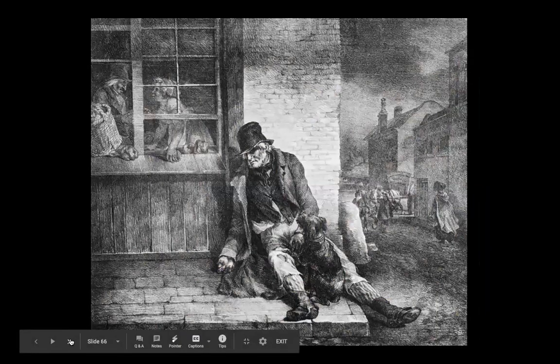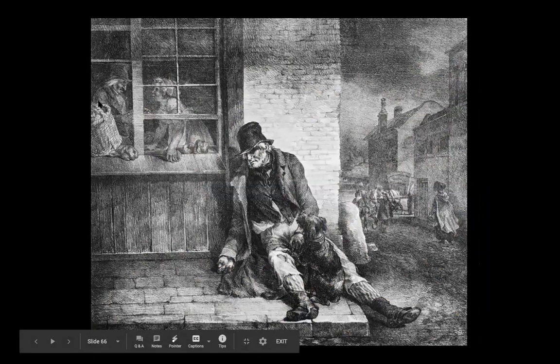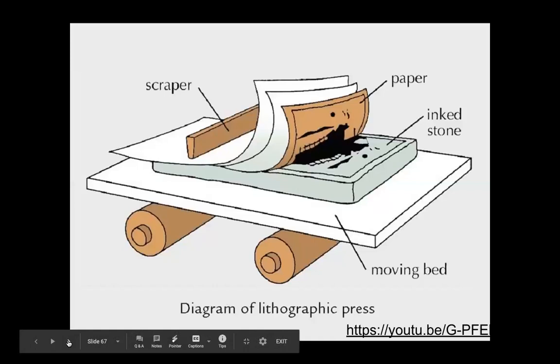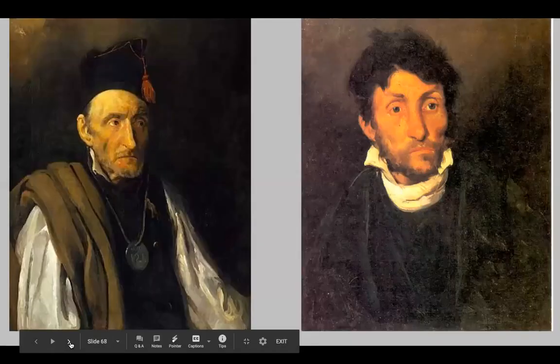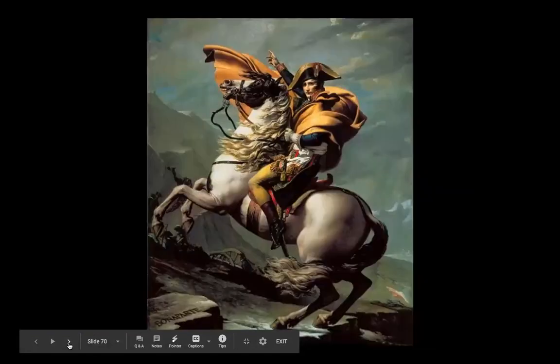Here's some Jericho prints based on the poor. Right here is by a bakery, but they won't give the grizzly old man anything to support him. And this was made through lithography. We'll talk more about lithography later. So these are Jericho paintings.